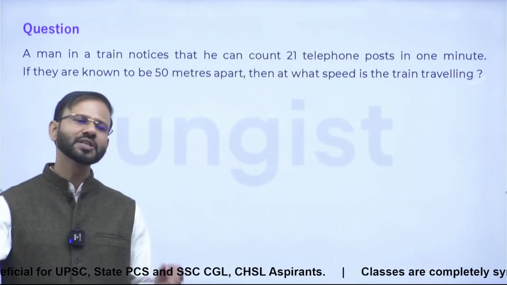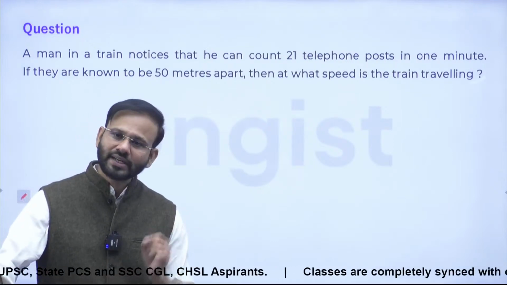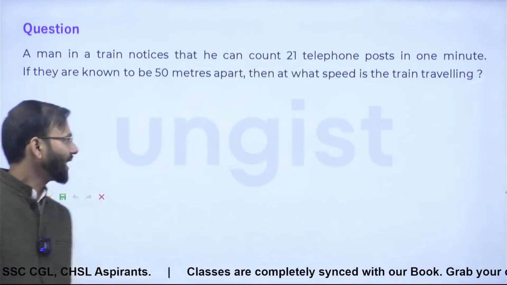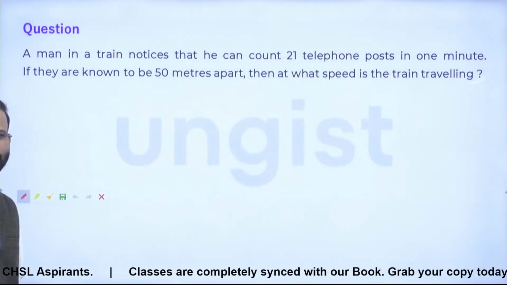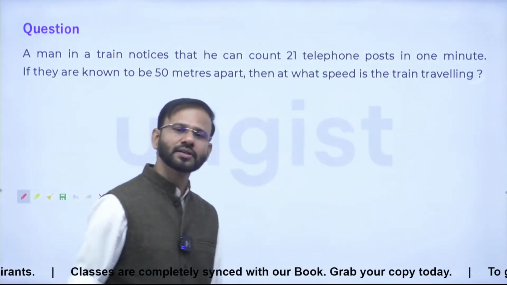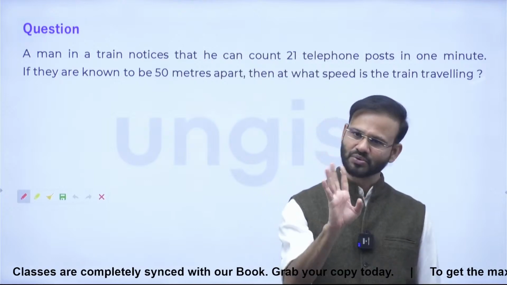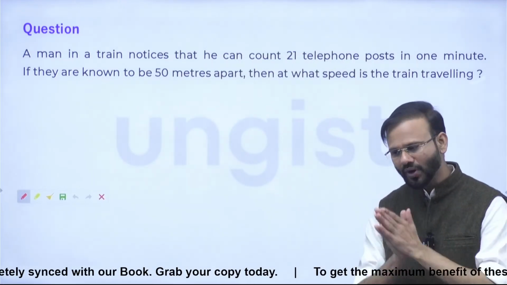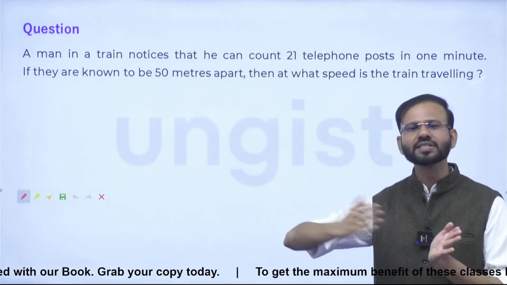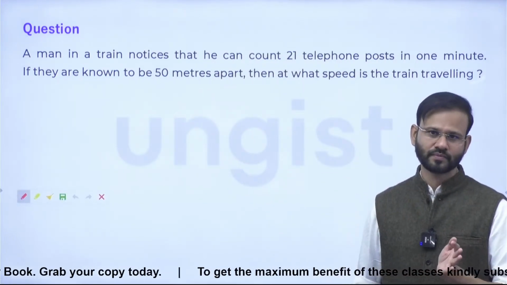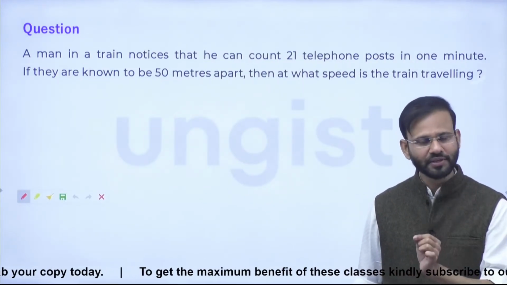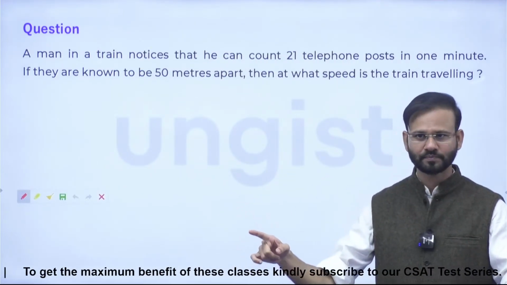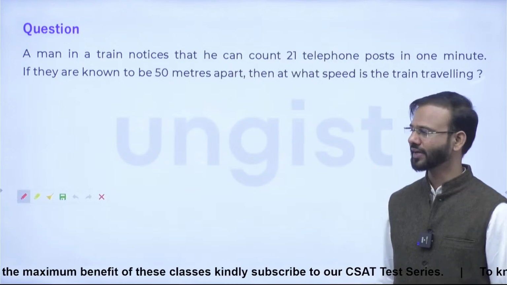Fine. So for speed, what do we need? We need distance and time, right? Time is given as what? 1 minute. Now, what exactly you need to find is, in 1 minute, what distance the train is traveling. To find the speed of the train, you have to find in 1 minute what distance the train is traveling. Everybody clear? Right?